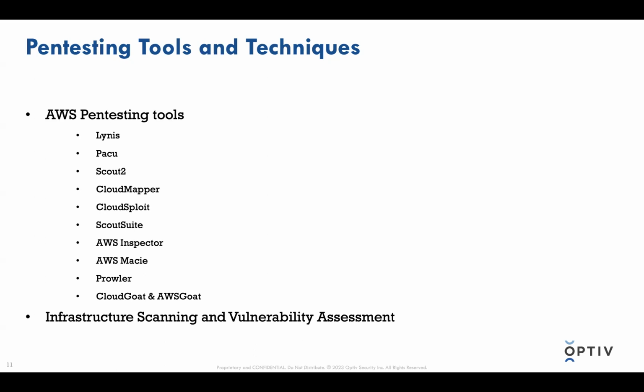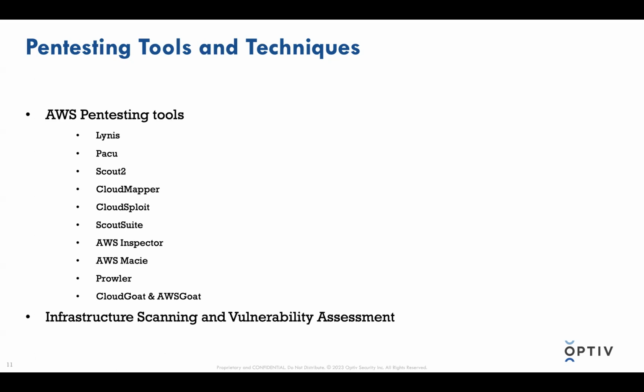Lastly, we have CloudGoat and AWS Goat. These intentionally vulnerable AWS environments serve as a training ground for honing pentesting skills. They provide simulated real-world scenarios where users can practice identifying and exploiting vulnerabilities in a safe and controlled manner. These are just a few of the many powerful tools available for AWS pen testing. Each tool brings unique features and capabilities to the table, enabling you to thoroughly assess and fortify your AWS infrastructure security.